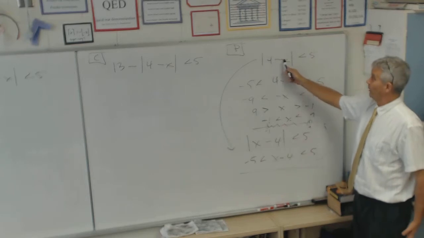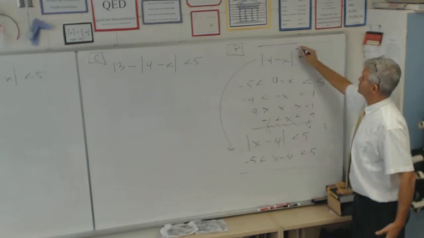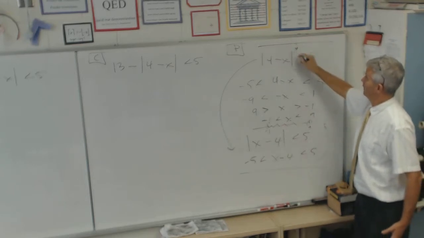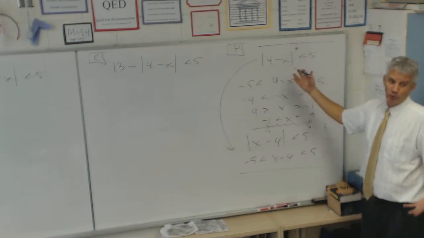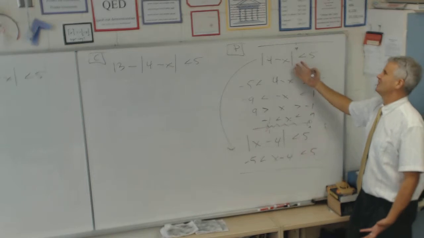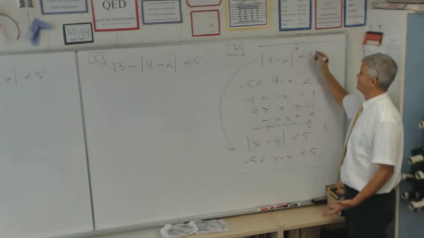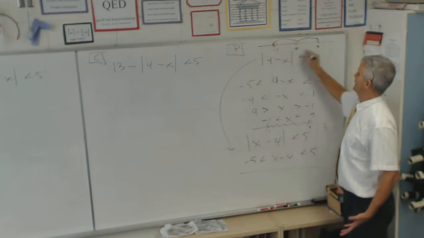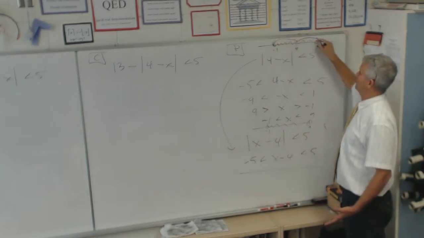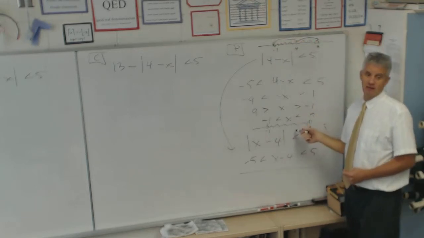The distance from 4 to x is less than 5. So here's 4. How far away is the x allowed to be? We want x's to make this true. And we know the distance from x to 4 has to be less than 5. So we come 5 this way, we come 5 this way, and that's where it's got to be. It's got to be less than 5 away, and we get the same answer.